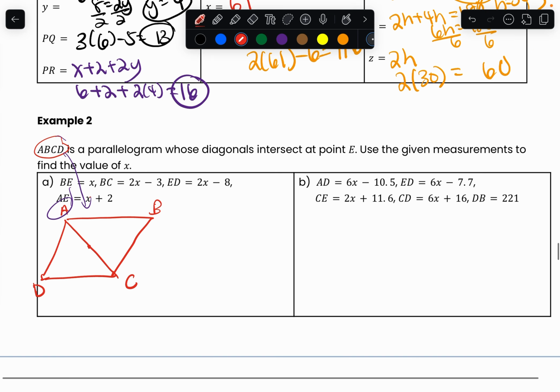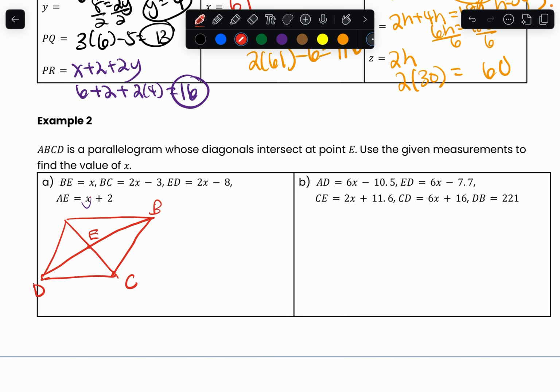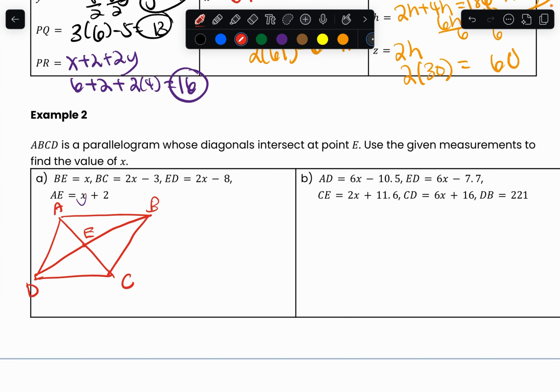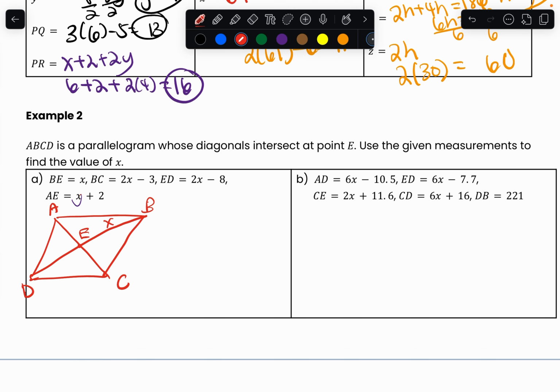Okay, so let me remake my shape here. This is how you correctly label it. Now, the diagonals intersect at E, and we're going to use it to find the value of x, okay? Now, we're told here that BE was x. We're told that BC was 2x minus 3. ED here was 2x minus a, and we know that AE here is x plus 2.